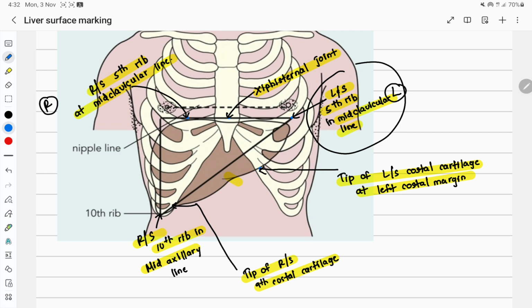Then we'll see the right margin. You can join the right margin with the right side fifth rib at the mid-clavicular line, and then the right side 10th rib in the mid-axillary line. This right margin, you can see, is convex in shape. It is convex in shape, and it is indicated by the line that joins the right ends of the superior and inferior margins.